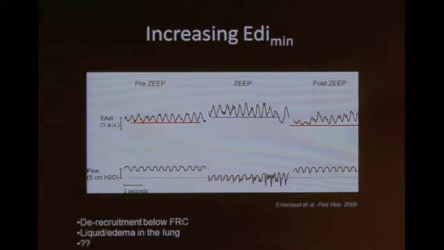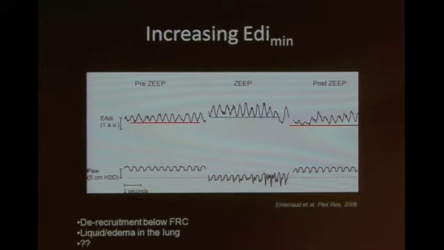You can also see here the EDI min value. This is a slide taken from a study in 2006. You can see here this is an infant on SIMV, synchronized mechanical ventilation, at a very low rate. This is just the spontaneous breathing part. It's an intubated baby, and you can see here, with a PEEP of 5, that there is a baseline activity reflected by this red line.